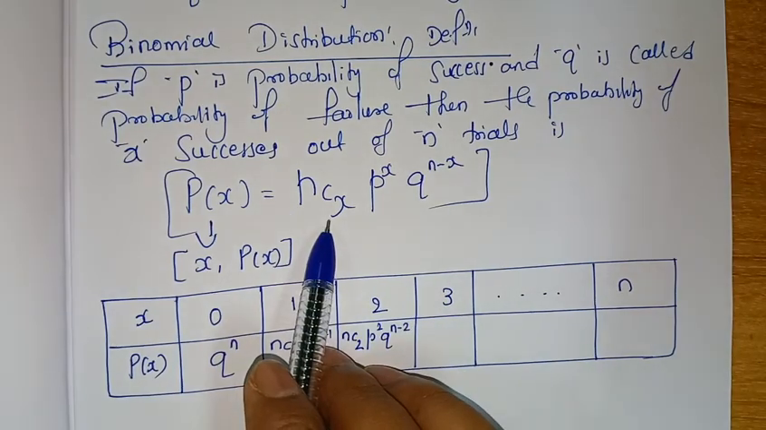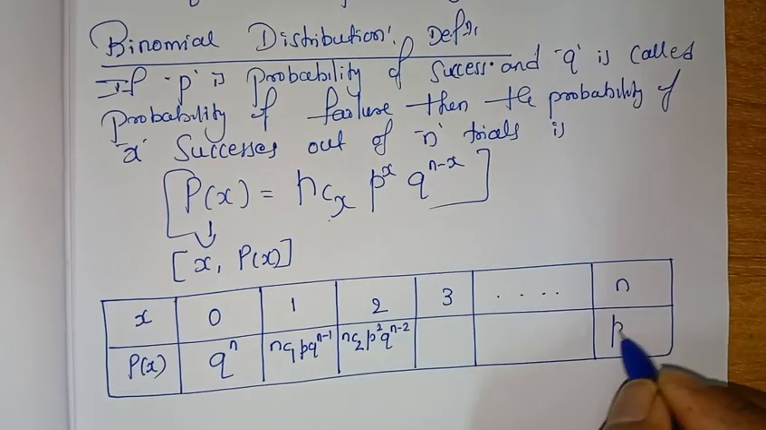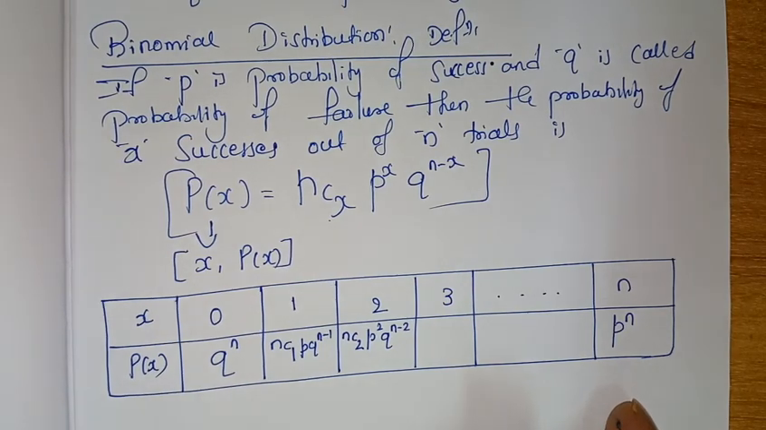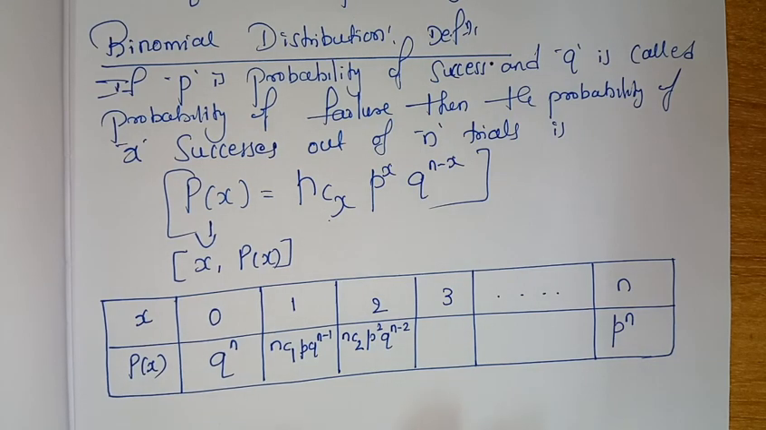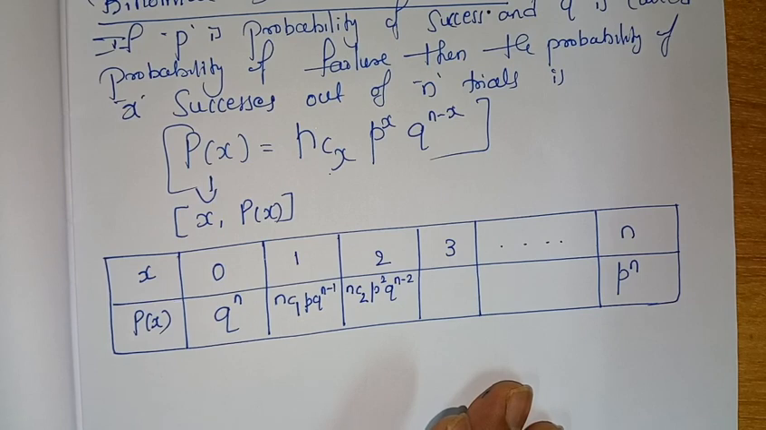NCn is 1. So we have P power n only because X takes the values of n. So it is P power n. So this is how we are constructing the distribution table from the Bernoulli theorem. Now, we know the conditions for any distribution table.